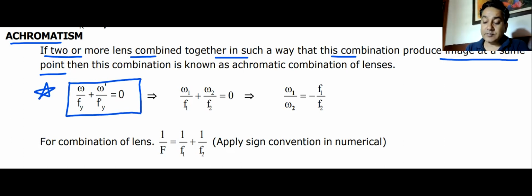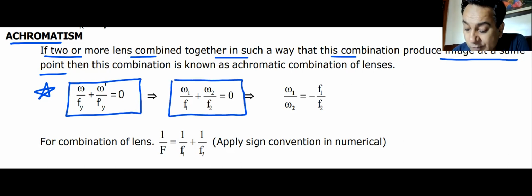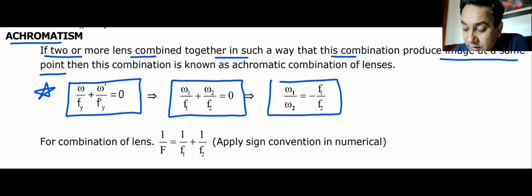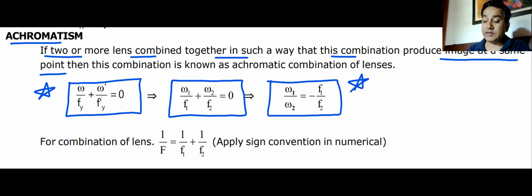And this is the relation that you must remember. Omega upon F plus omega dash upon F dash equals zero. Omega and F are the values for the first lens. Omega dash and F dash are the values for the second lens. You can remember it in this way, or this way, or this way. This is the formula that you have got to remember for achromatism. This is the relation between the focal lengths of the two lenses. F1 by F2 must be equal to omega 1 by omega 2 with a negative sign. That means if one lens is convex, the other has to be concave. Do we understand this? Yes or no?